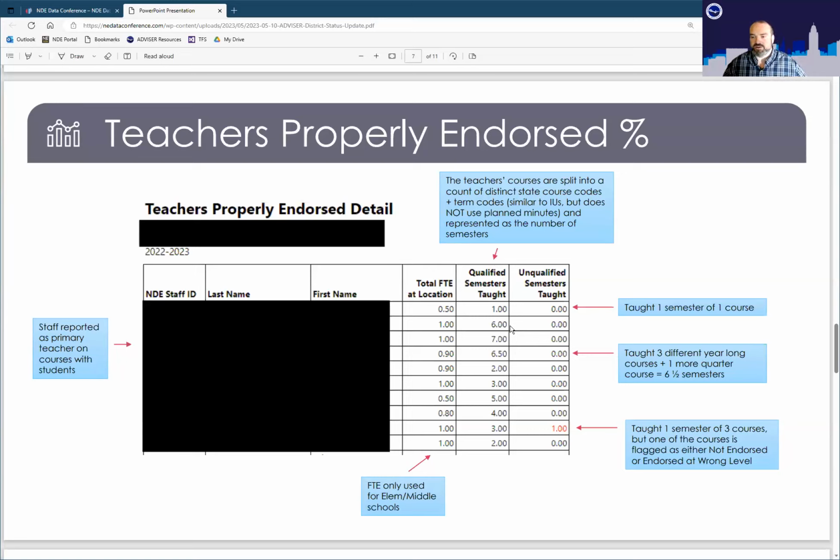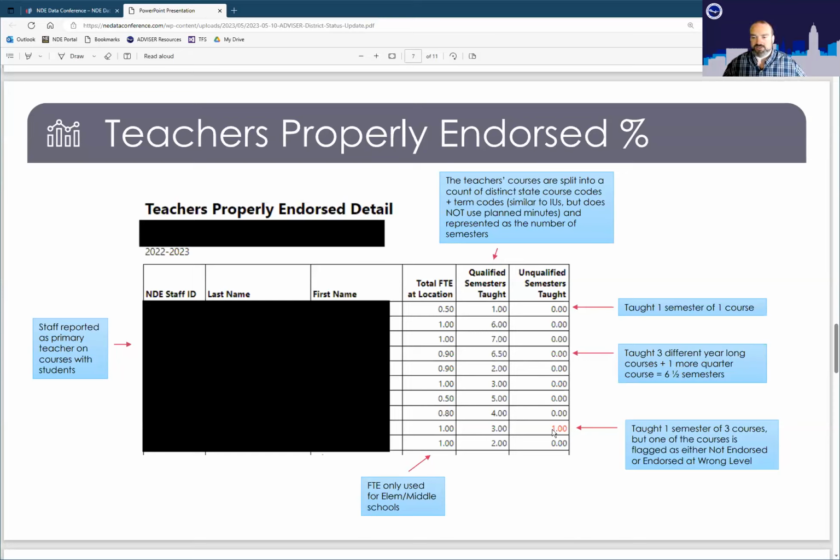So then on the right are a few examples I'm pointing out. This first row, this teacher is a part-time, half-time teacher, at least at this school. They taught 1 semester at that school and they were fully qualified. This row here has 6.5. I don't know exactly what they taught, but for example, this person may have taught 3 different year-long course codes, so 6 full semesters, plus a 4th course with 1 more quarter, so they ended up with 6.5 semesters.